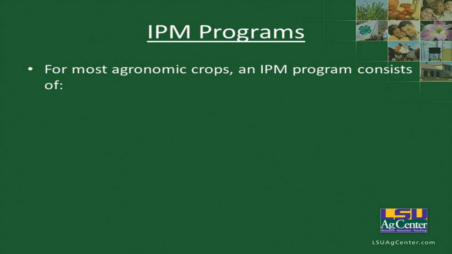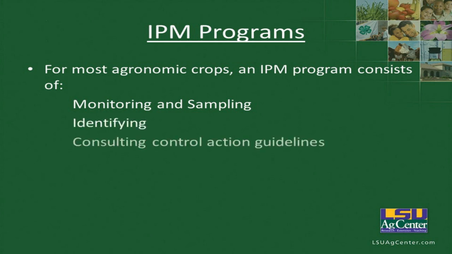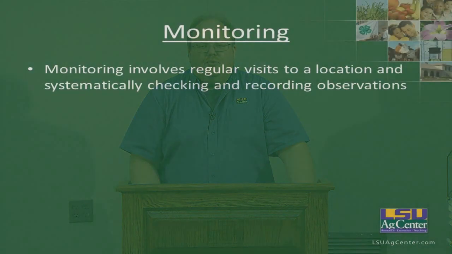For most agronomic crops, an IPM program consists of monitoring and sampling, which we're going to cover today, identifying, consulting control action guidelines, and applying tools and tactics. So the most important part in any kind of IPM program is monitoring and sampling.